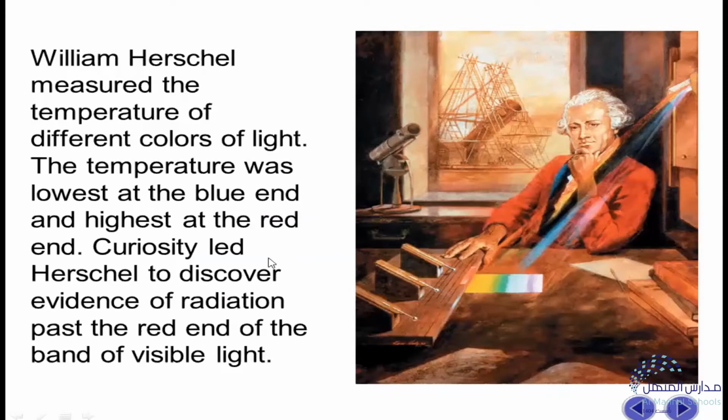First, this is a scientist, William Herschel, who measured the temperature of different colors of light. The temperature was lowest at the blue and highest at the red, and curiously this led Herschel to discover evidence of radiation past the red end of the band of visible light.